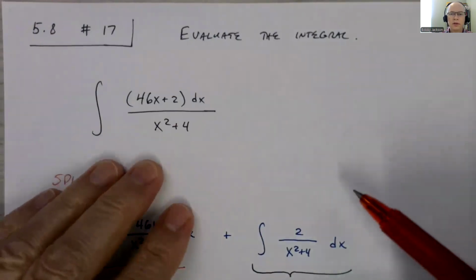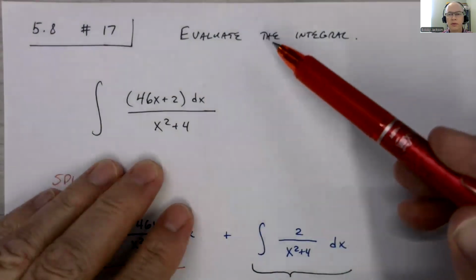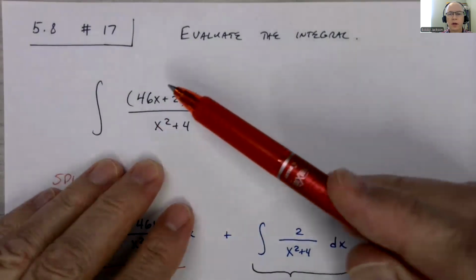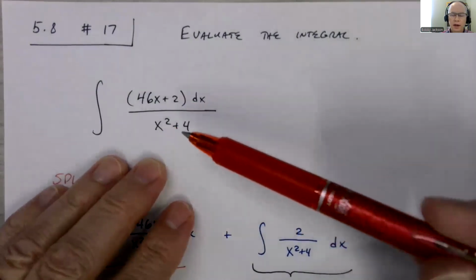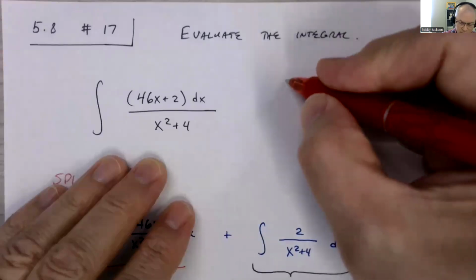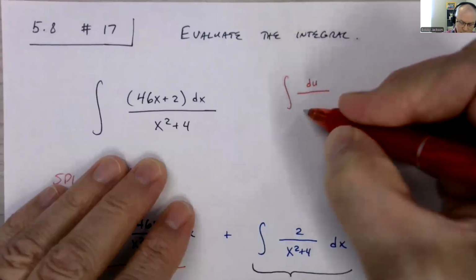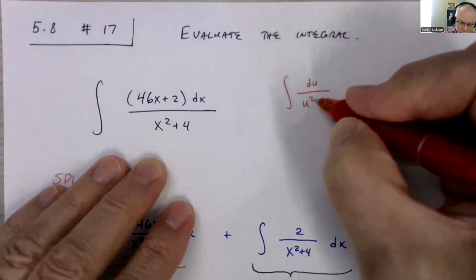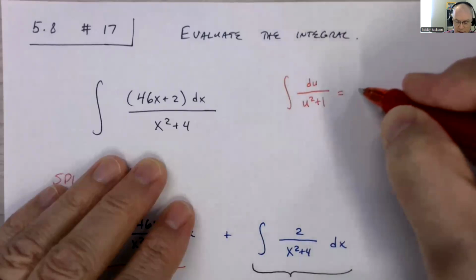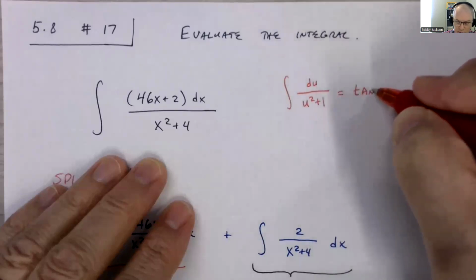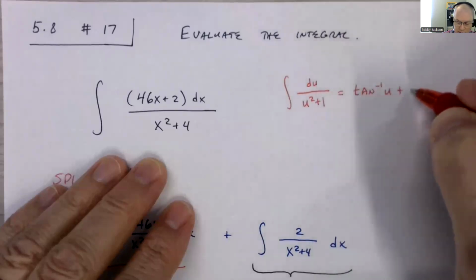All right, let's look at number 17 in section 5.8. We're going to evaluate this integral here. In this section, we've been talking about this form, right? The integral of 1 over u squared plus 1. And that's going to be what? The inverse tangent, or arctangent, function, right?